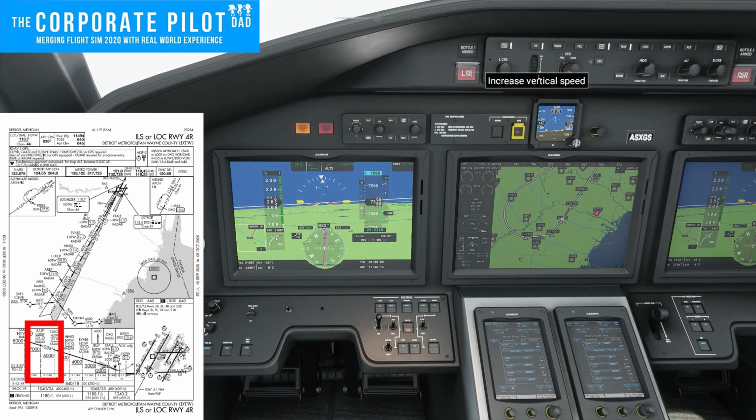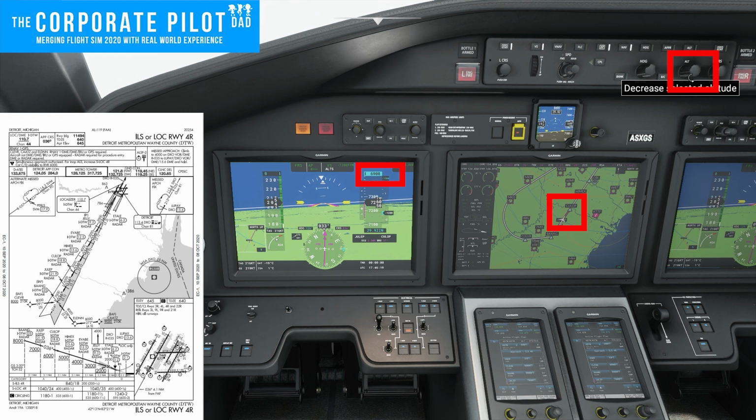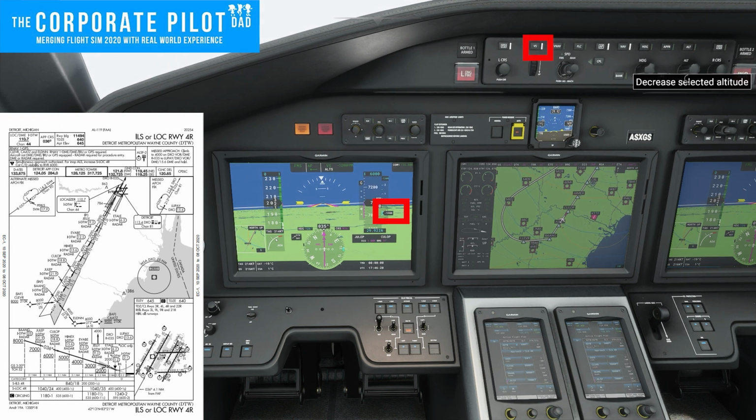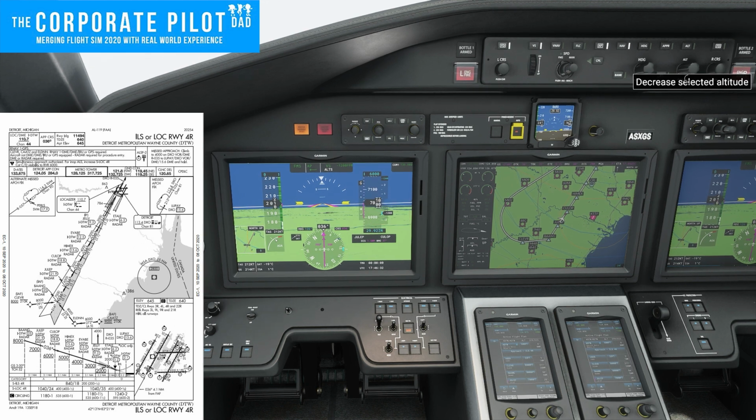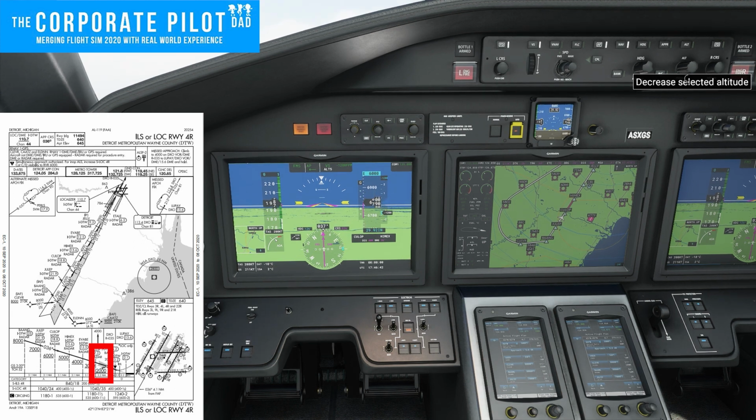As we cross Julep intersection, our next altitude is 6,000. We can set 6,000 in the altitude alerter. Vertical speed mode will also need to be engaged. I'm using 1,200 to 1,300 feet per minute for each step down. This process will be repeated for every step down just until we're inside of Jelly intersection. So I'm going to fast forward just a little bit.